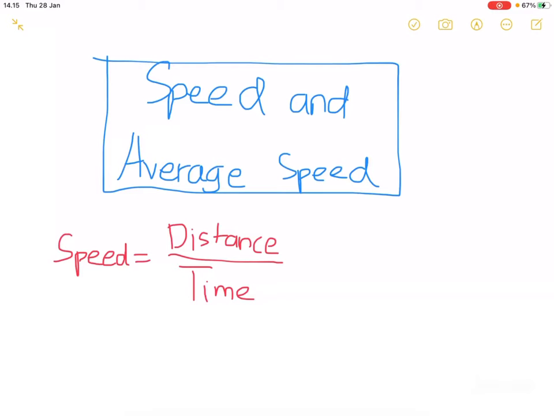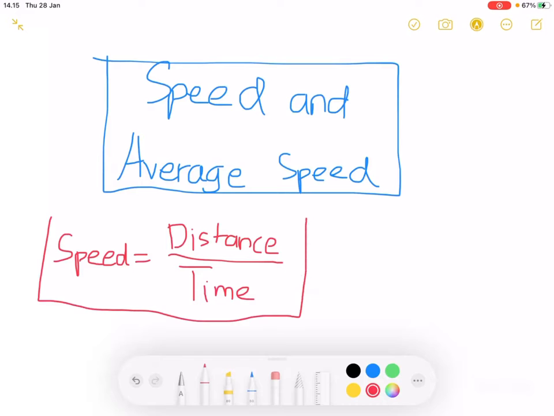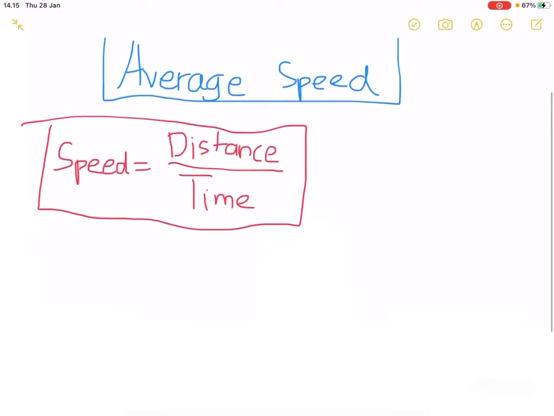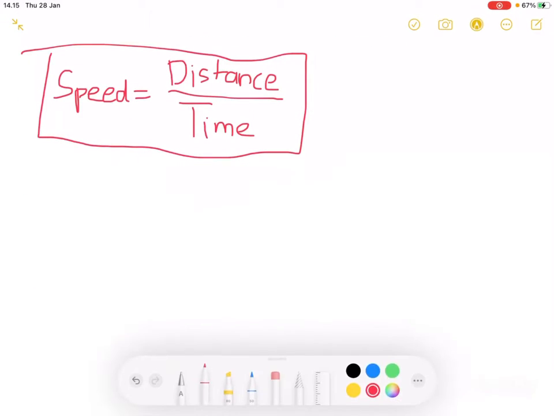And today we're going to talk about speed and average speed. So, we'll just recall the speed formula right here. Speed is equal to distance over time. So we'll do one example to refresh our minds. Let's say a car travels 30 kilometers in 5 hours. What is the speed for this journey?